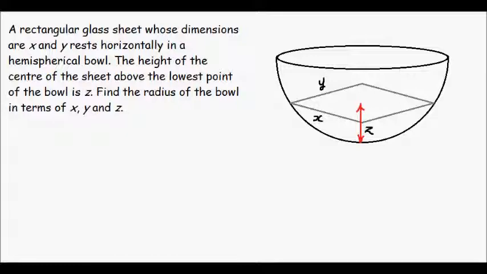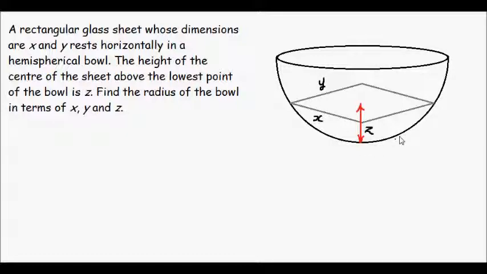And the question we have here is: a rectangular glass sheet whose dimensions are x and y rests horizontally in a hemispherical bowl. The height of the center of the sheet above the lowest point of the bowl is z. Find the radius of the bowl in terms of x, y, and z.